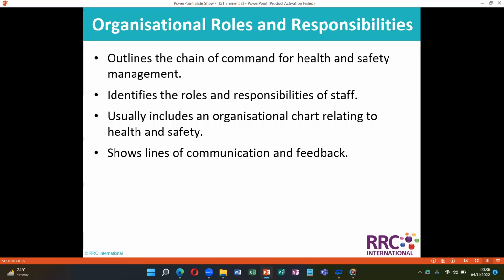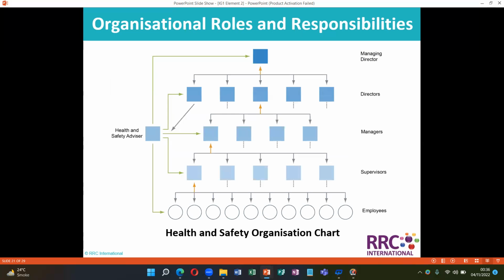General examples only needed. Organizational roles and responsibilities outline the chain of command for health and safety management, identify the roles and responsibilities of staff, and usually include an organizational chart relating to health and safety, showing lines of communication and feedback. Roles include managing director, directors, manager, supervisor, and employees. Health and safety organization chart.